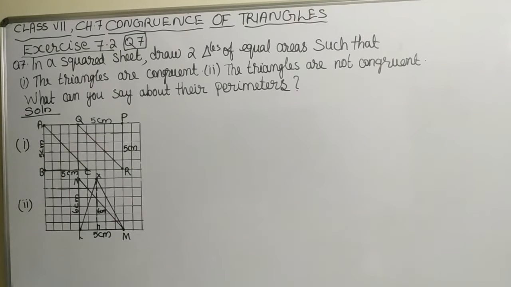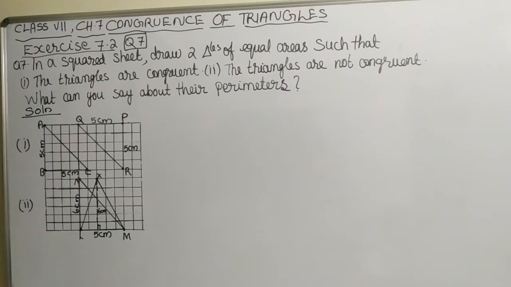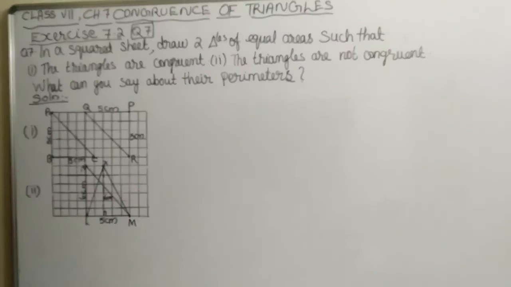Now we move to question number 7. In a squared sheet, draw two triangles of equal area such that first, the triangles are congruent. What can you say about their perimeters? Second, the triangles are not congruent. Then what can you say about their perimeters? This is the question.